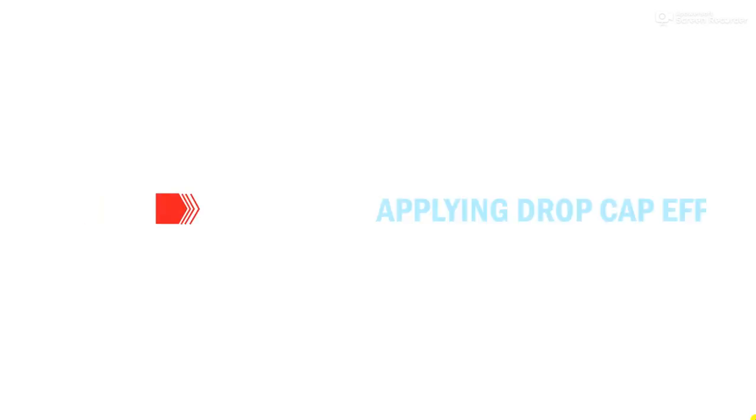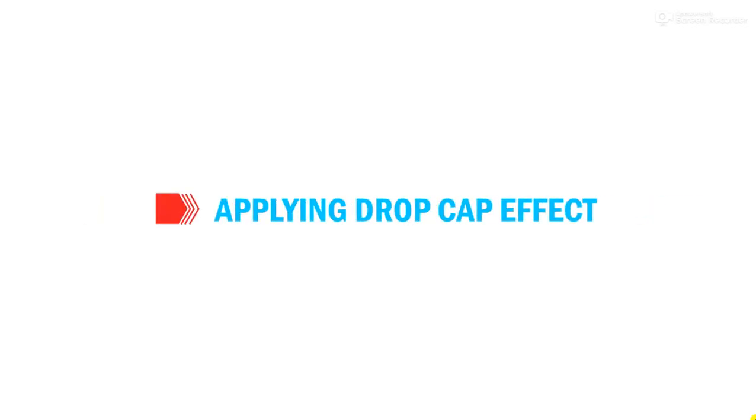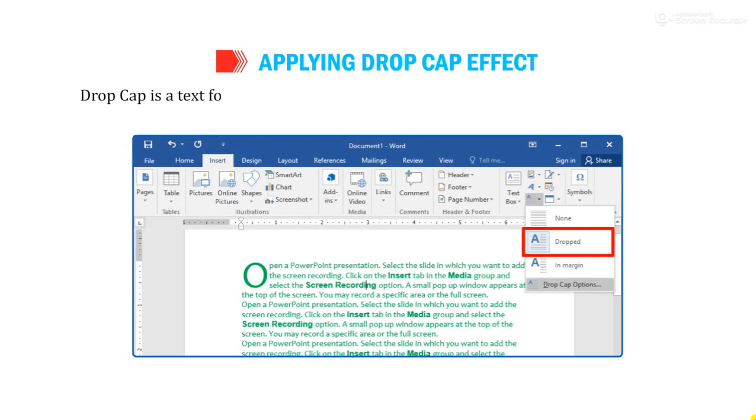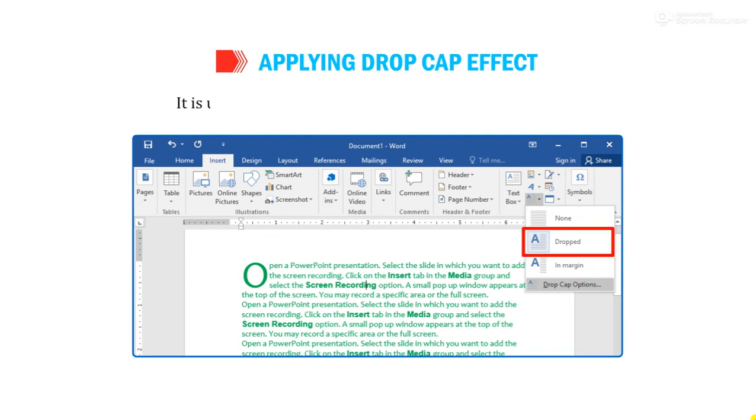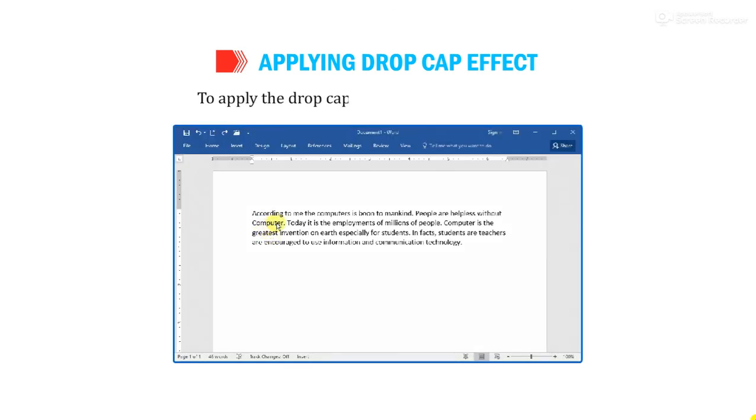Let us talk about applying Drop Cap. Drop Cap is a text formatting option in Microsoft Word that allows a user to enlarge only the first letter of a paragraph. It is used to give a graceful and fancy look to a document. To apply the drop cap effect, follow the given steps.